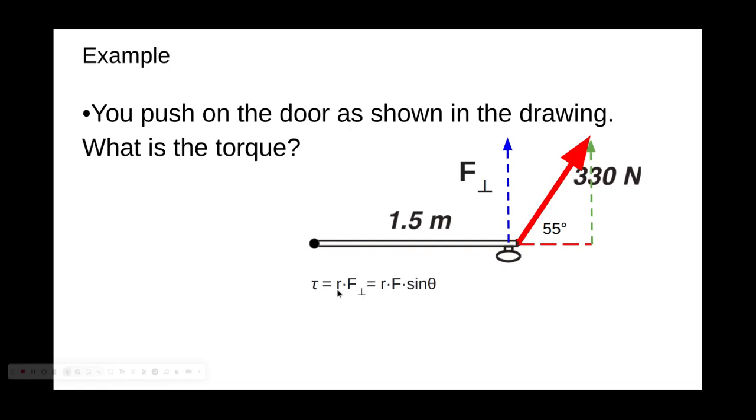So torque is the lever arm times the perpendicular component. In this case, that's 1.5 meters times the full force, 330 newtons, and then reducing that to find just the component in the perpendicular direction by multiplying by the sine of 55 degrees. And the torque in this case would be 410 Newton meters.